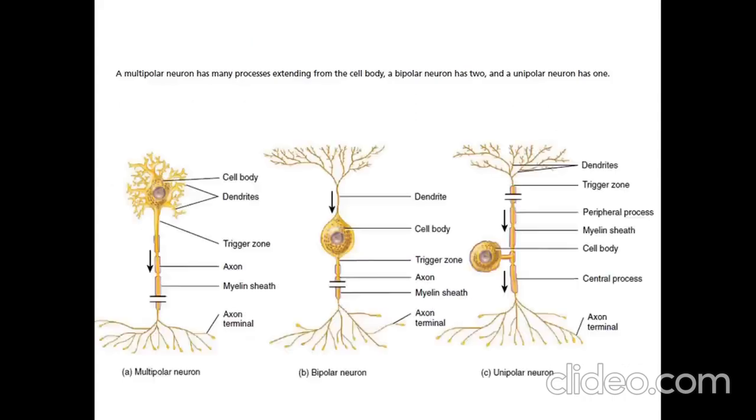Now these are the diagrams of the multipolar neuron. They contain one long axon and many short dendrites. In the bipolar neuron, they contain a short axon and one main dendrite. In the unipolar neuron, the dendrite and the axon fuse together and form a single process from the cell body.